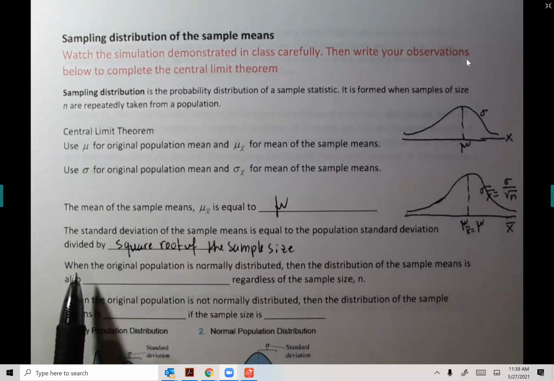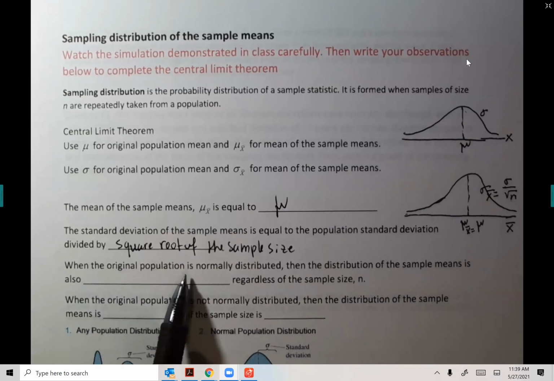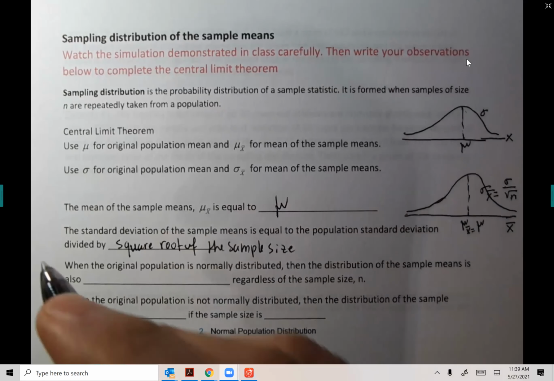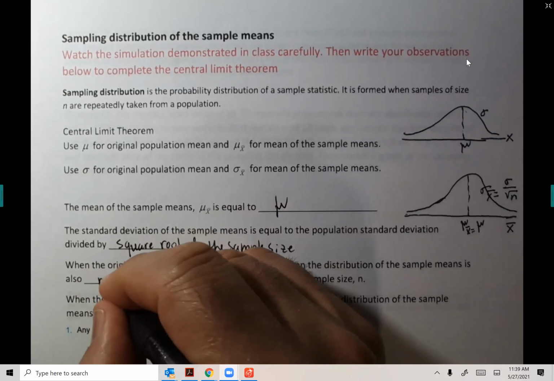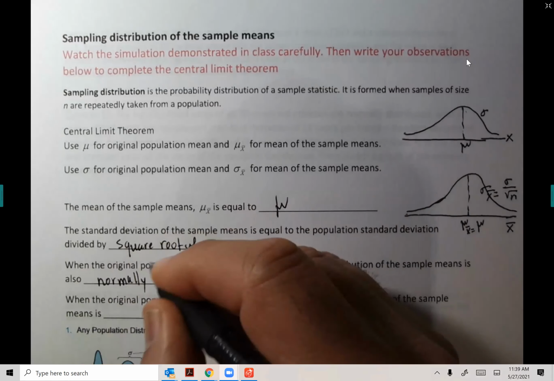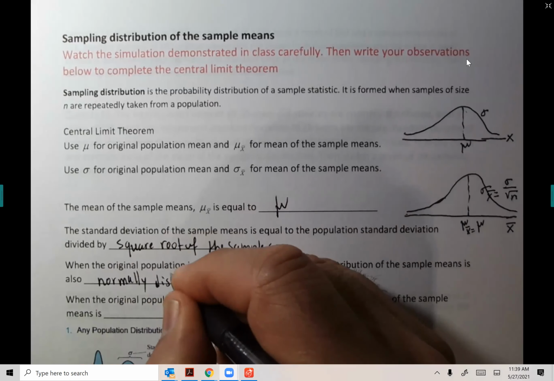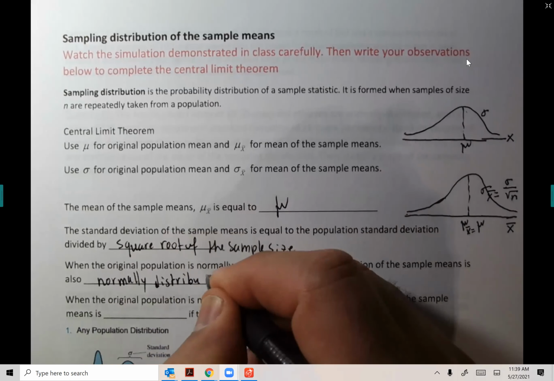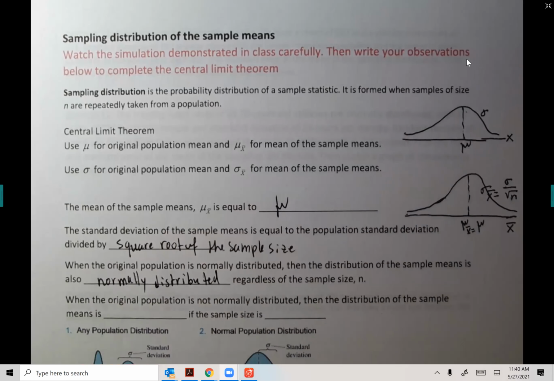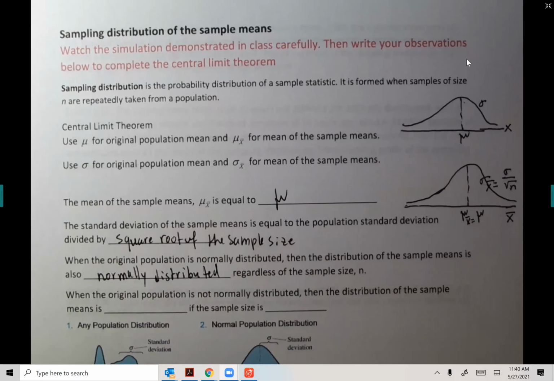And also we observed, guys, when the original population is bell-shaped, then the distribution of the sample means is also bell-shaped, which is normally distributed. Not perfectly, approximately, but it is normally distributed. Remember, the word normal, guys, is bell-shaped, regardless of the sample size.